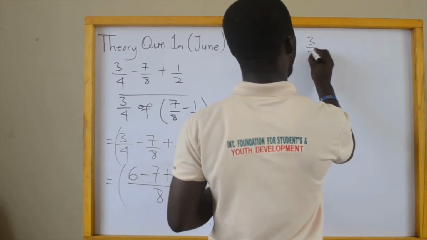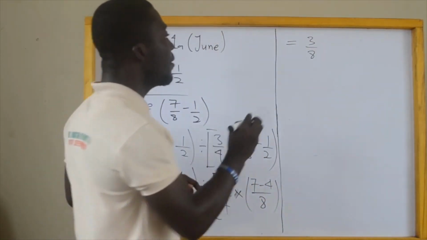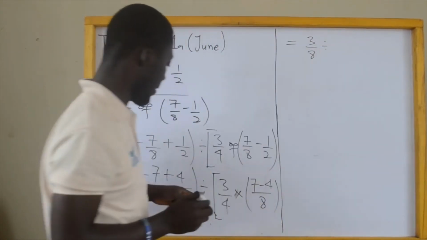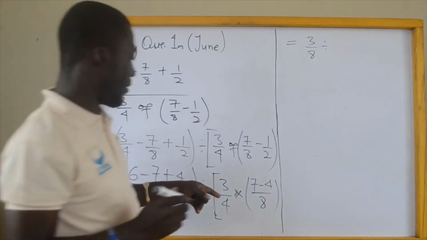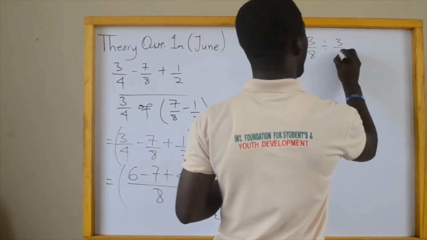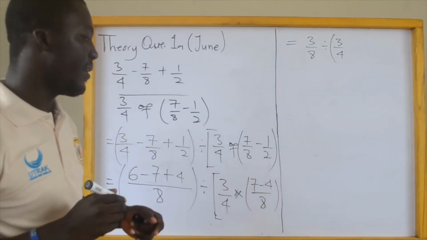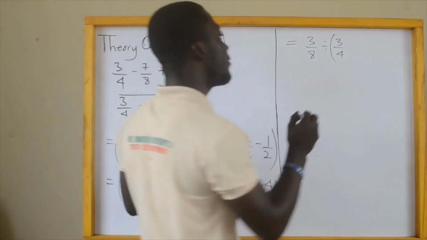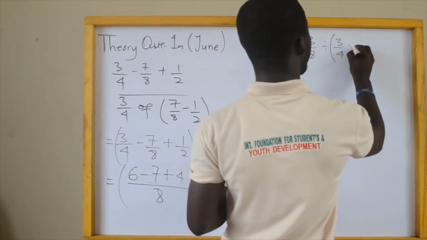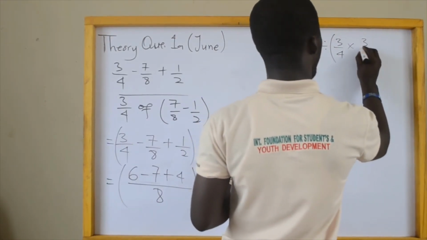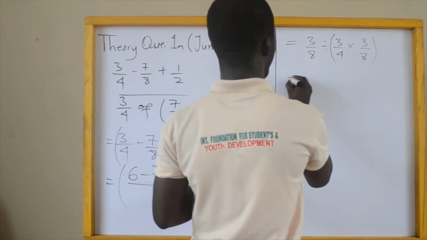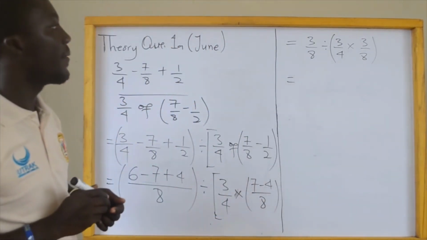3 over 8 divided by 3 over 4. This one is inside the brackets. 7 minus 4, we are going to get times 3 over 8. This is our equal sign.